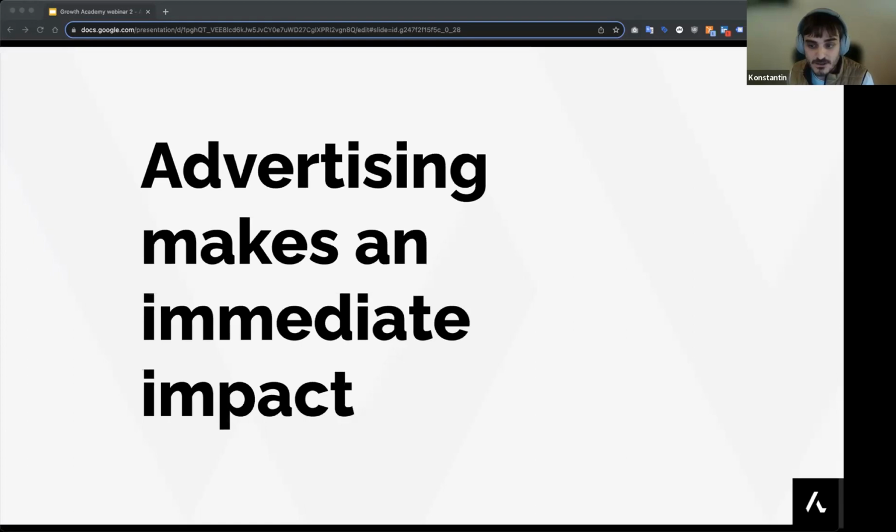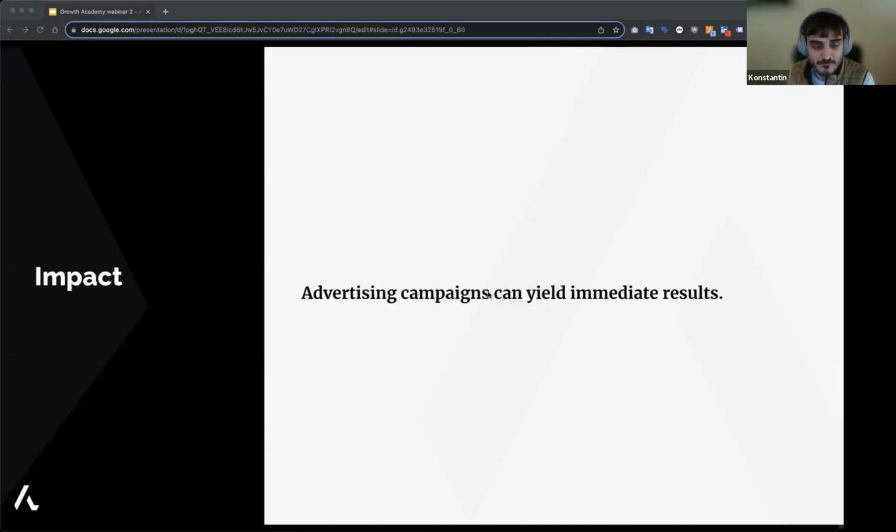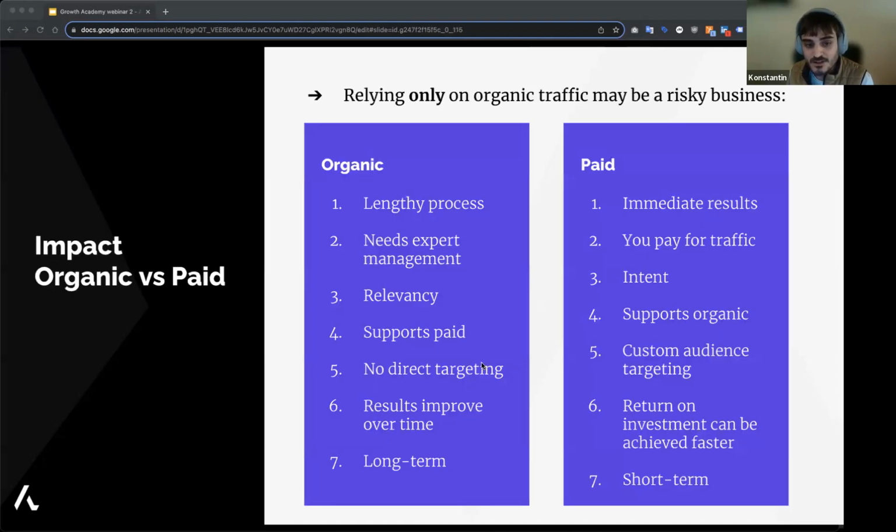By saying immediate impact, I would say that it's a little bit different from organic. So let's see how paid versus organic works. Advertising campaigns can yield immediate results. And as we saw on the previous graph in the slides, organic is a little bit more lengthy process. So it takes time until people actually see your organic posts. But when it comes to paid, we see those results immediately. We can forecast the results. We can see how people engage and adapt depending on that.